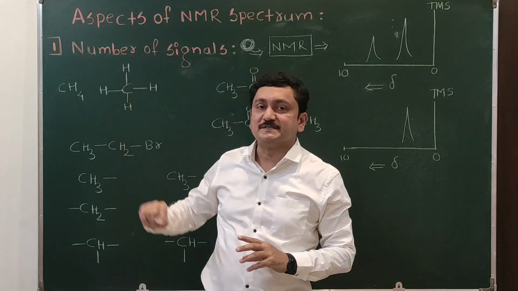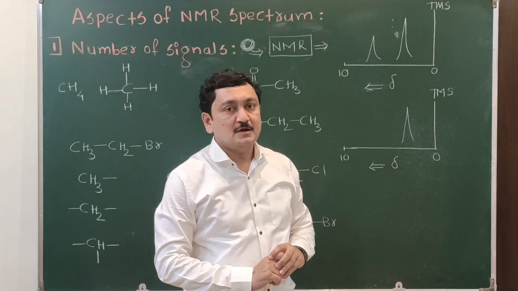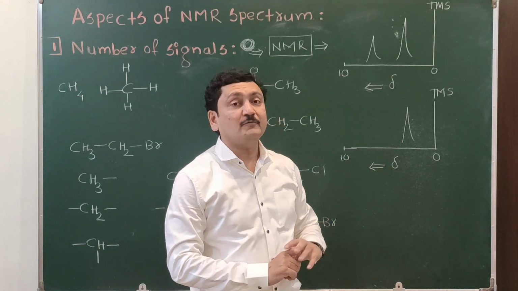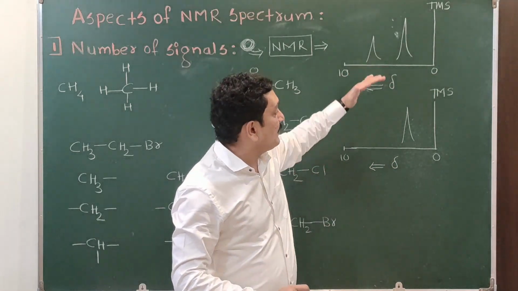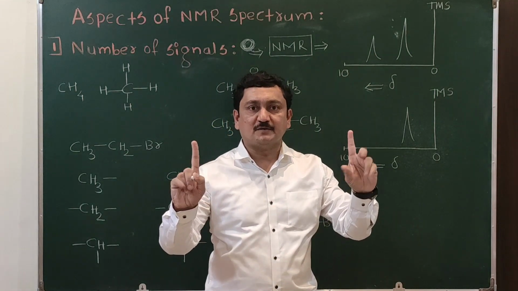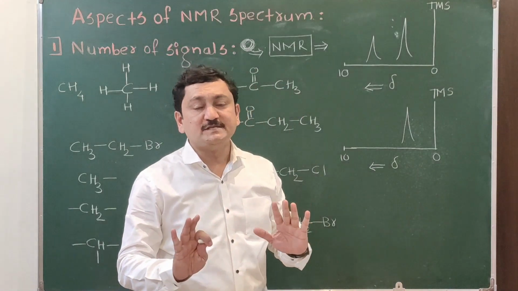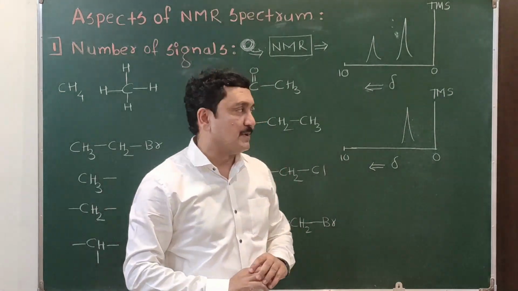First one is the number of signals. Here we are getting 2 signals for a compound. For another different compound we may get 1 signal. So different compounds are giving different numbers of signals. It means the number of signals gives some information. How the information is given, we will see. First we will see the number of signals for different compounds.